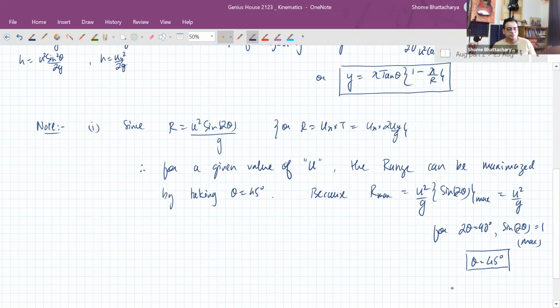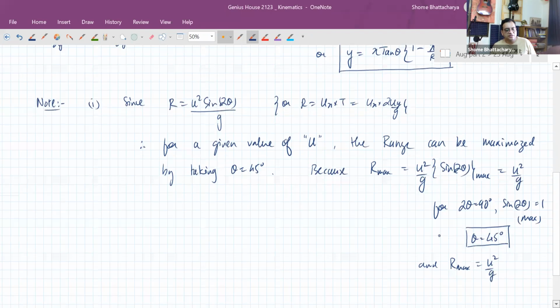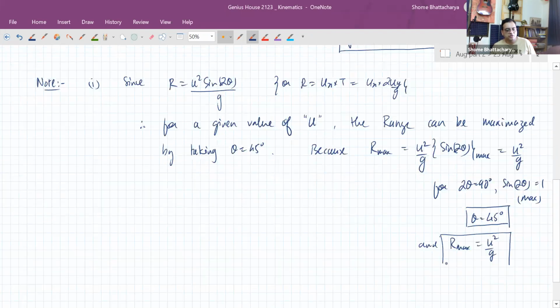And the value of the maximum range for a given projection speed is u square by g. So while this might seem odd, I mean, mathematically it's very clear, but physically it might seem a little odd. But you can understand why that is happening.